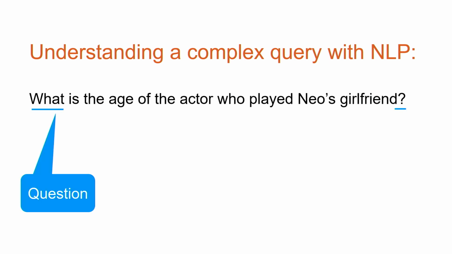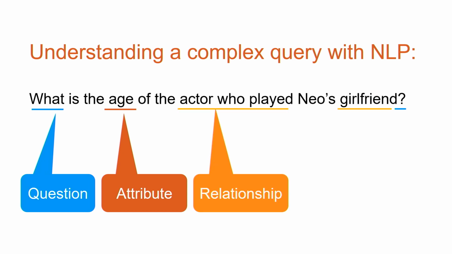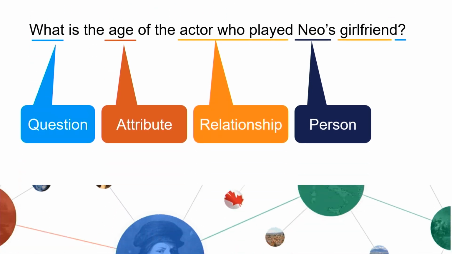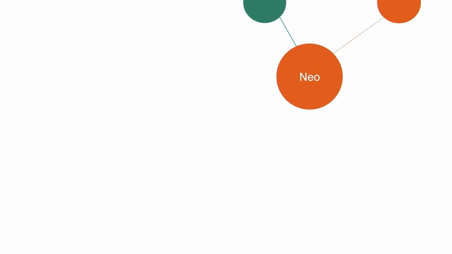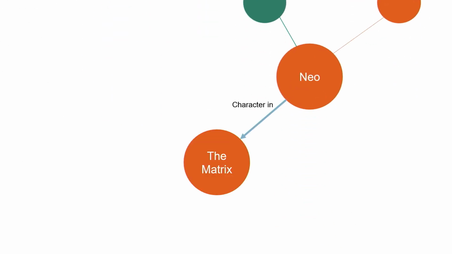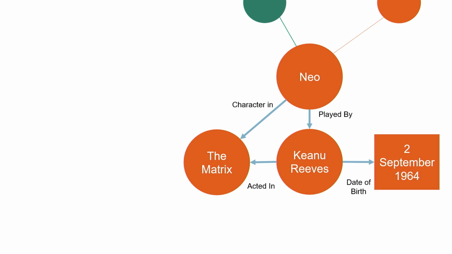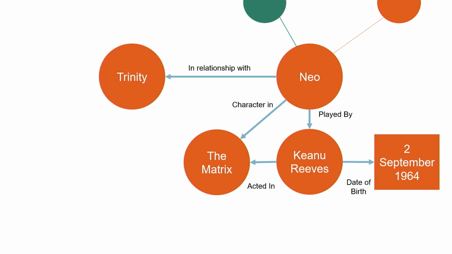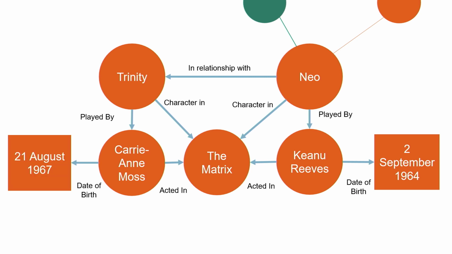So first of all, we have to understand the question. We're looking for the attribute age. There's a relationship in this question. Finally, there's a person, and we need to try and find that in the knowledge graph. Now, Google's knowledge graph has Neo. We never mention Keanu Reeves in the question, but we know that Neo was in The Matrix, played by Keanu Reeves. He was born on that date. But Trinity was in the relationship with Neo in The Matrix. She was also in The Matrix. Carrie-Anne Moss played that character, and she was born then, and that's how we get 55 years old.